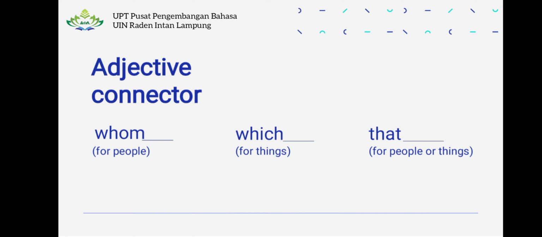Kata penghubung yang digunakan untuk menggabungkan klausa adjektif yaitu whom, which, and that. Whom digunakan khusus untuk menjelaskan orang, which khusus untuk menjelaskan benda, while that can be used to explain people and also a thing.